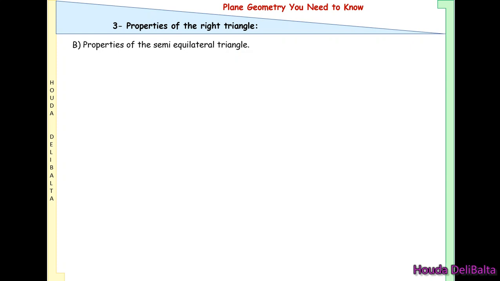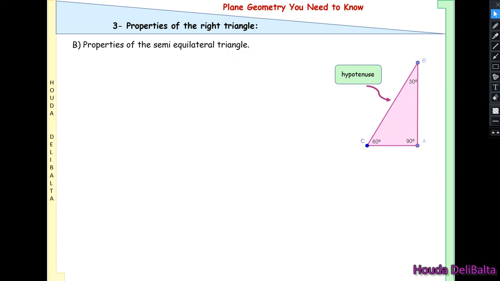First of all, let's recall what a semi-equilateral triangle is. It's a triangle, as you see here in the figure, whose angles are 90, 30, and 60, and here is the hypotenuse, which is the side facing the right angle as well.